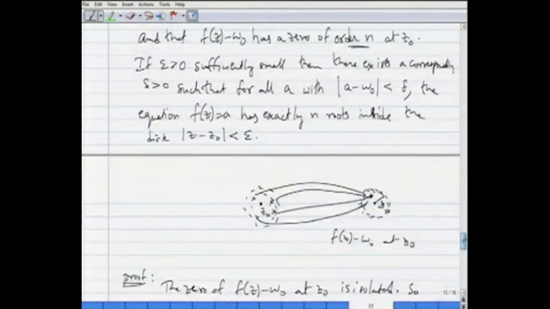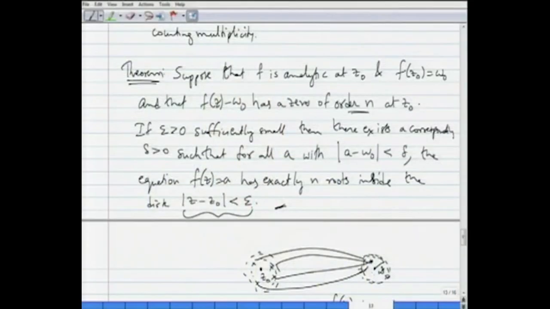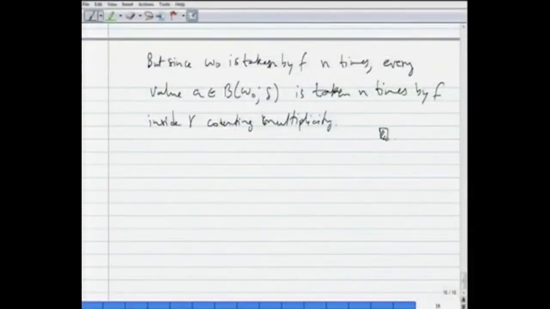So that's the conclusion. f of z equals a has exactly n roots inside the disk modulus of z minus z naught strictly less than epsilon. The inside of little gamma is nothing but the interior of the disk, which is precisely this region. So that completes the proof of this theorem.